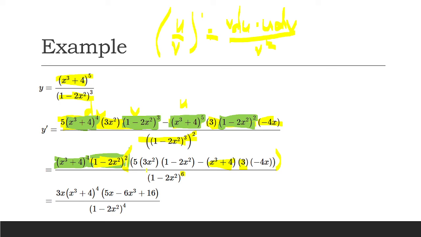Tapos, sinimplify natin yung terms na nasa taas. So, we will have itong 5 times 3x squared times 1 minus 2x squared minus x cubed plus 4 times 3 minus 4x. If we will do the algebra, we will arrive at this one.